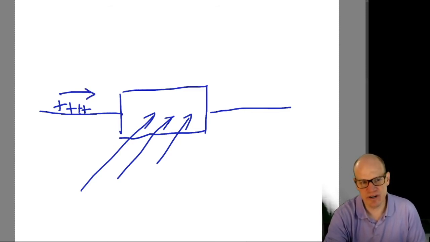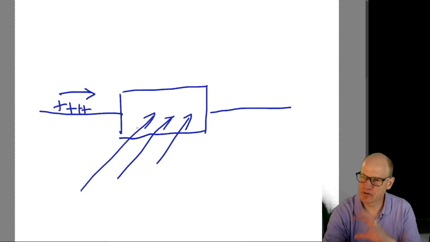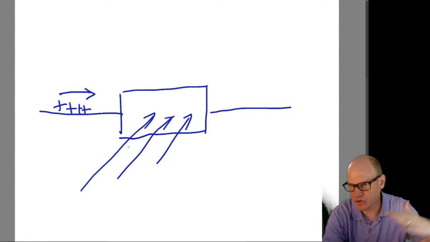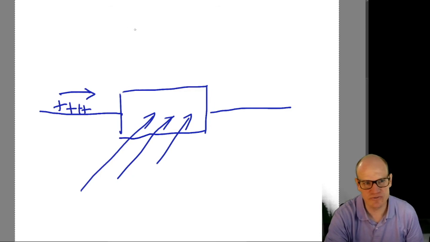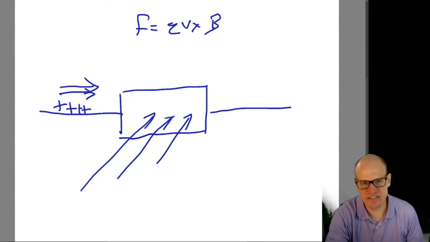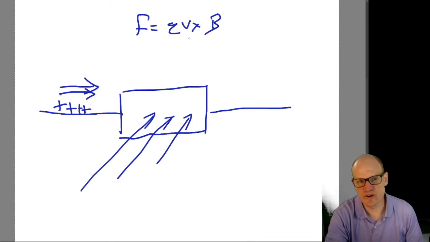Well, the positive charges moving in a magnetic field is going to create a force that causes them to drift. It's called the Lorentz force. The force is equal to Q, the electric charge, times their velocity. So there's a velocity of them moving in that direction, cross the magnetic field. So that tells you the direction of the motion.